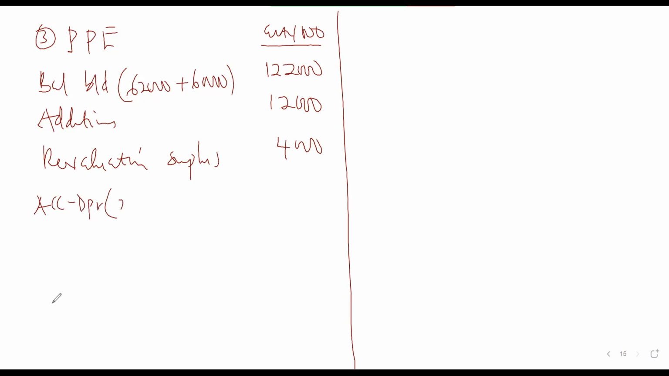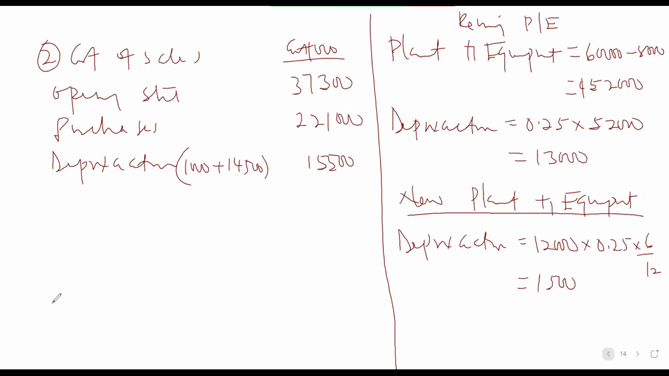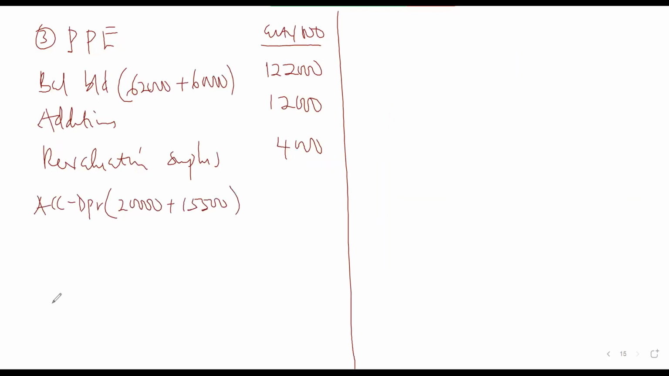Accumulated depreciation will now be 20,000 plus the new depreciation, which is 15,000 what? 500. We have the depreciation at the beginning. 14,500. No, it's 15,000. Yeah, 15,500. Okay. So that will give us 35,000 what? 500.